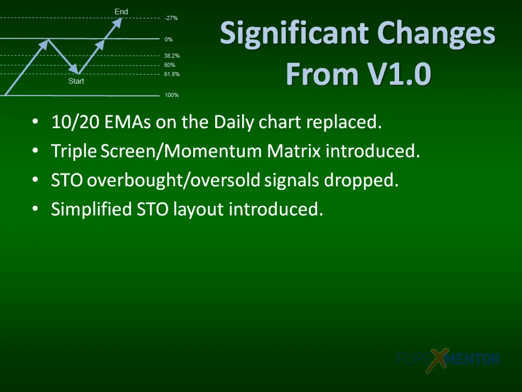We have simplified the stochastics layout. It's just a dead simple system now. We're not even looking at the percent D line, just percent K, and we're looking at it in relation to a single level of 50% on the indicator panel, which represents the boundary between bullish and bearish momentum. We'll go over all of that in detail later as well.